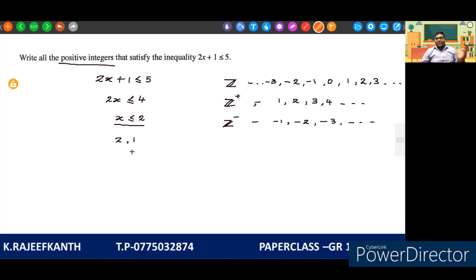Right? So before finding the answer, first we have to solve this inequality. After that, we have to consider this condition. Then you can write the solution. Right? Next question.